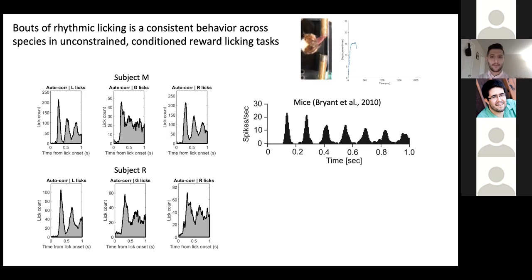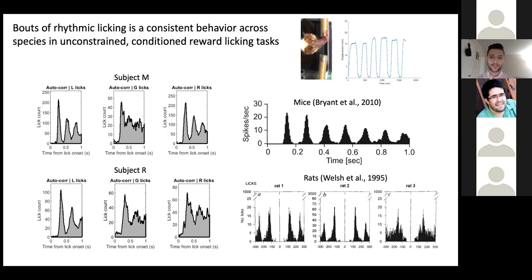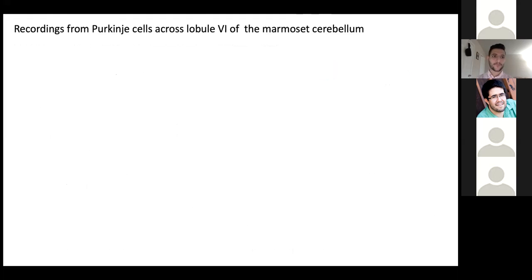And we see this sort of thing in mice, for instance, in the work of Bryant, that also, when non-constrained and allowed to lick as many times as they want, will lick rhythmically like so, with a fixed frequency and fixed inter-lick intervals. The same can also be said in rats, as shown by the work of Welsh. Here they plot an autocorrelogram, giving you 300 milliseconds backwards in time as well. And as you can see, these consistent peaks across 3 different rats are fairly similar as well. A lot of rhythmicity to the way that they lick.